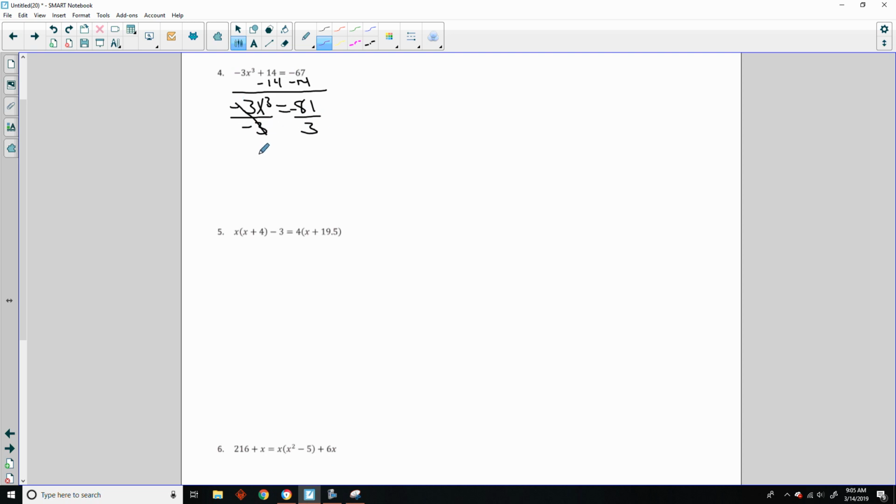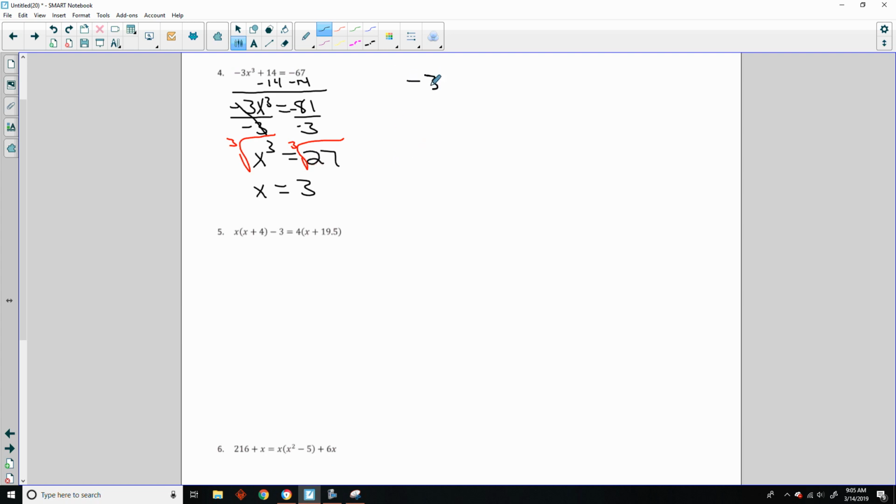Negative divided by negative is positive 1. X cubed equals negative divided by a negative is positive. 81 divided by 3 is 27. To get rid of an x cubed, we take the cube root of both sides. Don't forget to write your index there. And we get x equals 3.